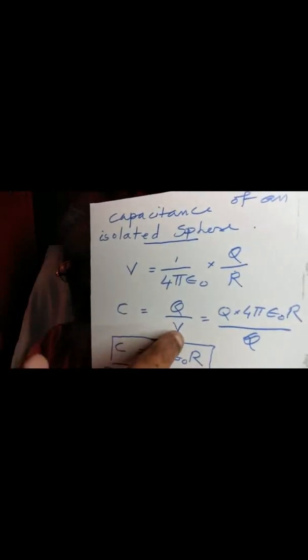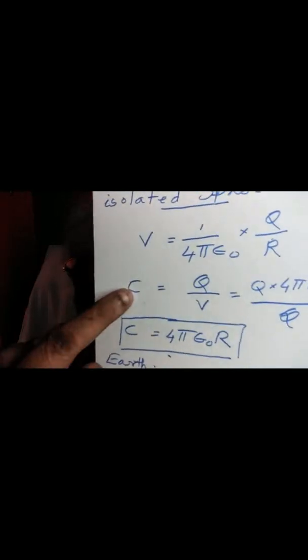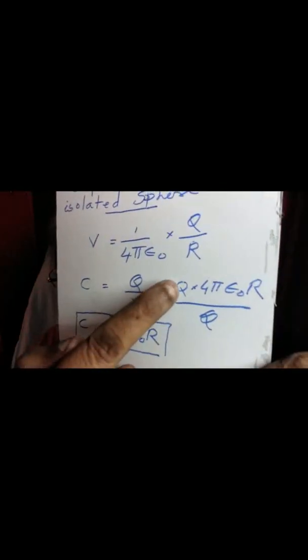Now capacitance is defined as charge per unit rise of potential, or charge per unit potential. That is C equals Q by V. If the sphere is an isolated one, or if there is only one sphere, then V is the absolute potential of the sphere, that is potential at its surface. So capacitance C equals Q by V.